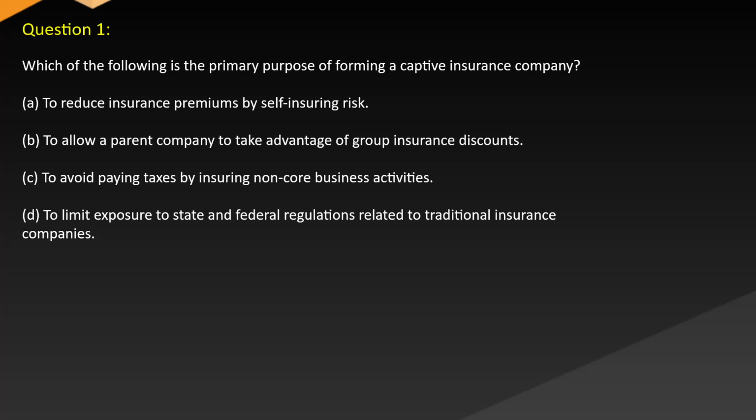Question 1. Which of the following is the primary purpose of forming a captive insurance company? A. To reduce insurance premiums by self-insuring risk. B. To allow a parent company to take advantage of group insurance discounts. C. To avoid paying taxes by insuring non-core business activities. D. To limit exposure to state and federal regulations related to traditional insurance companies.